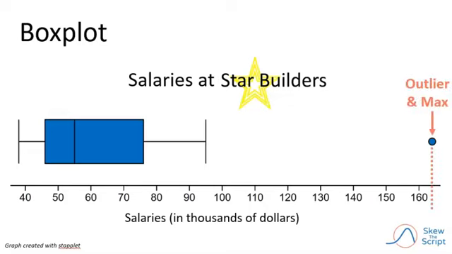Here they are. First, we'll notice that outliers show up as individual points. If we had more than one outlier, we'd have more than one of these individual points. If we had no outliers, we wouldn't have any lonesome points on the number line like this.